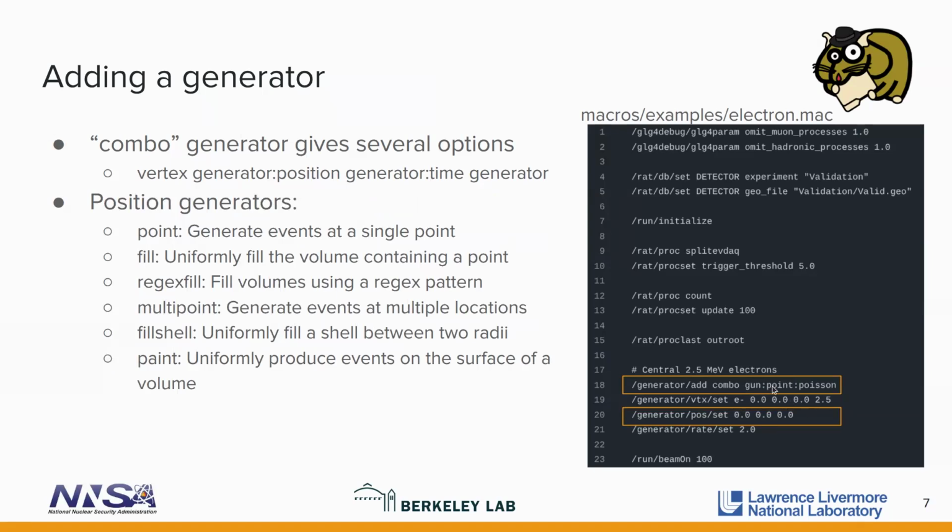Then the next thing you have to specify here is a position generator. In this case, we specified point, which will generate events at a single point. But there are many different options, such as fill, where you fill the volume that contains that point, or paint, where you produce events on the surface of some volume, and other options as well, which are all listed here.